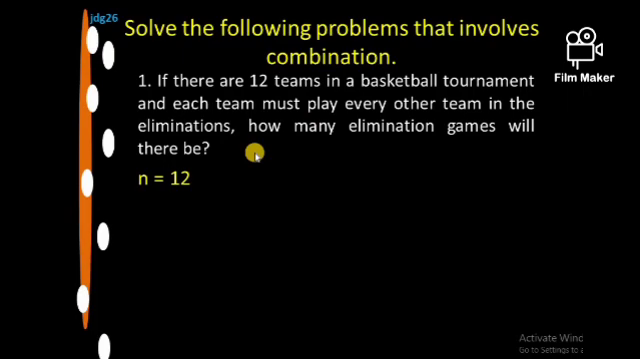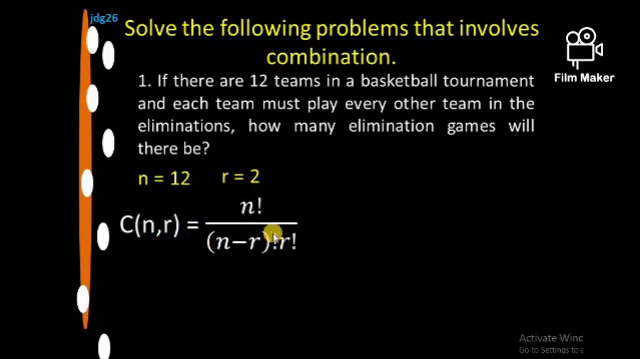Ito ang tanong. Sa isang game, ilang team ba ang naglalaban? Tama. Meron tayong 2. So, ang R natin ay 2. Sa isang basketball game, kailangan ng 2 team para maglaro. Hindi naman pwedeng 3 team ang maglalaro sa isang game. So, ang R natin ay 2. Now, let us use the formula for combination. N factorial over N minus R factorial times R factorial, and then substitute lang natin lahat ng given, yung N and R. So, we have now 12 factorial divided by 12 minus 2 factorial times 2 factorial.